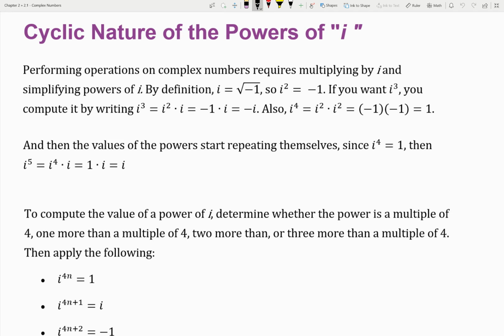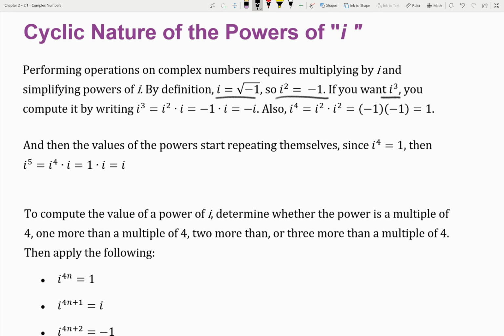Let's talk a little bit about the cyclic nature of the powers of i. Whenever we're doing operations with complex numbers, like we're about to do on the next page, operations on complex numbers require multiplying by i and simplifying the powers of i. So we already have that i is the square root of negative 1 and i squared is negative 1. But we always want to simplify everything, right? We never want to have i bigger than the first power.